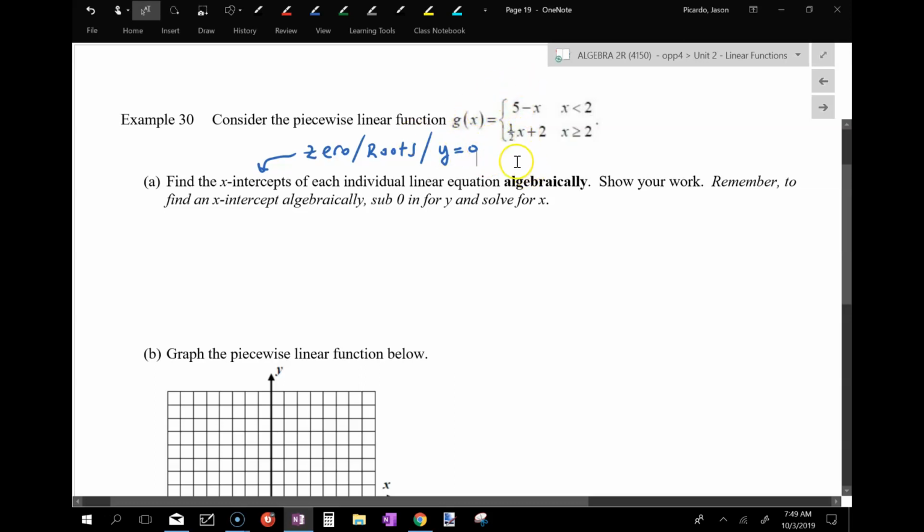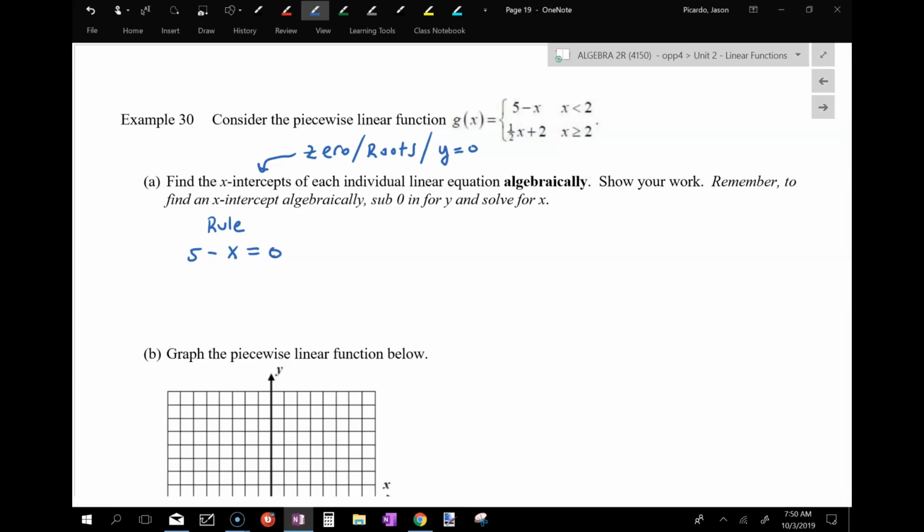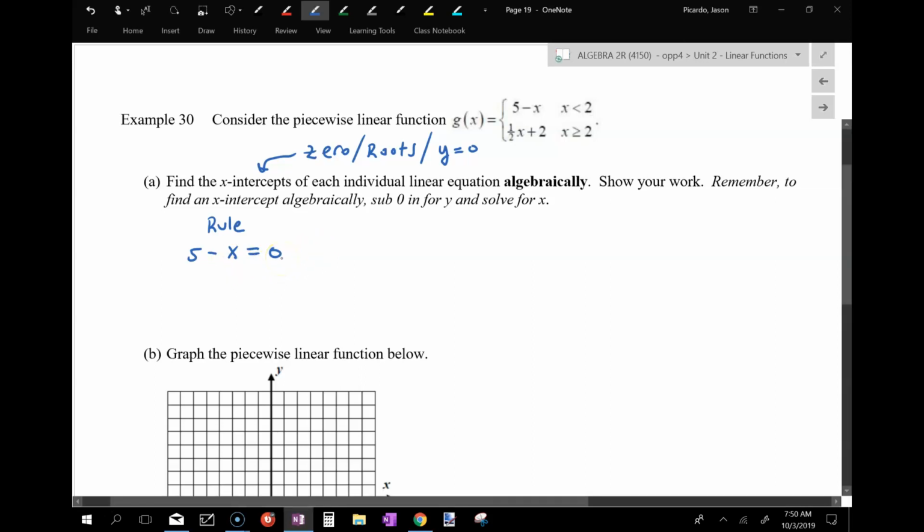Now, there are two possible areas where that can happen, right? I have the first rule. So I want to know what happens if I set that equation equal to 0. So if I set that equation equal to 0, I could add the x, right? And what would I get? X equals?